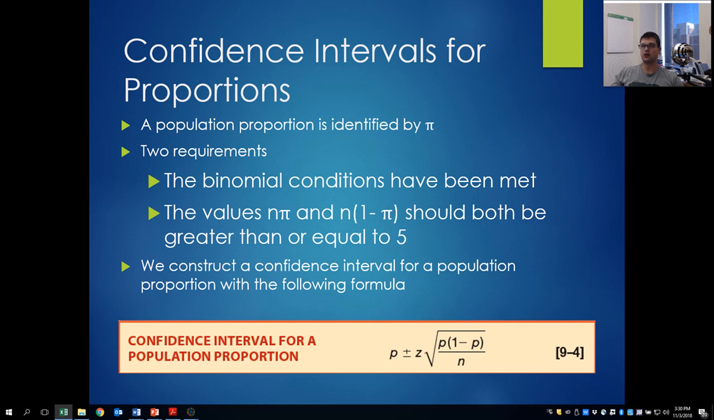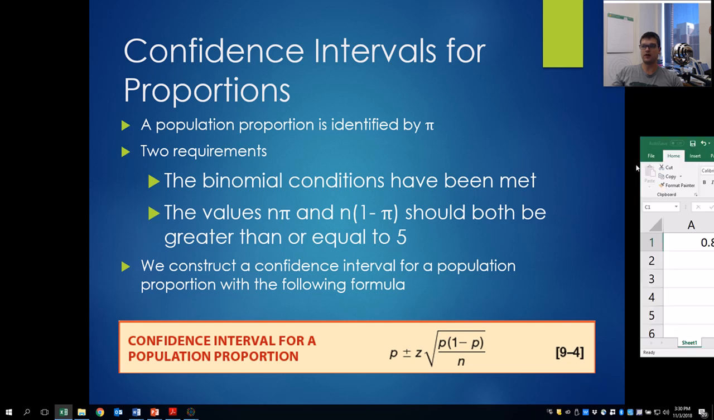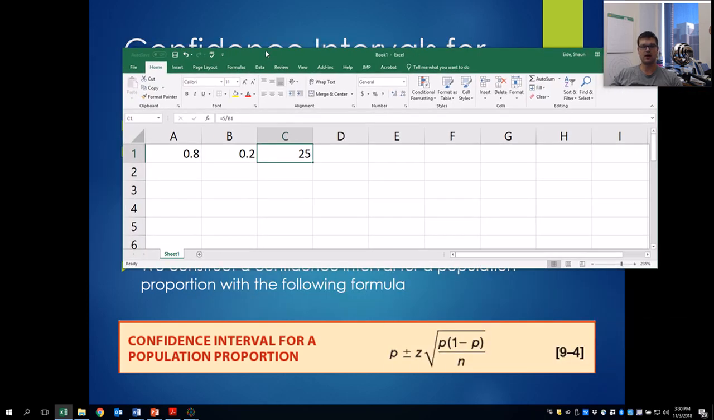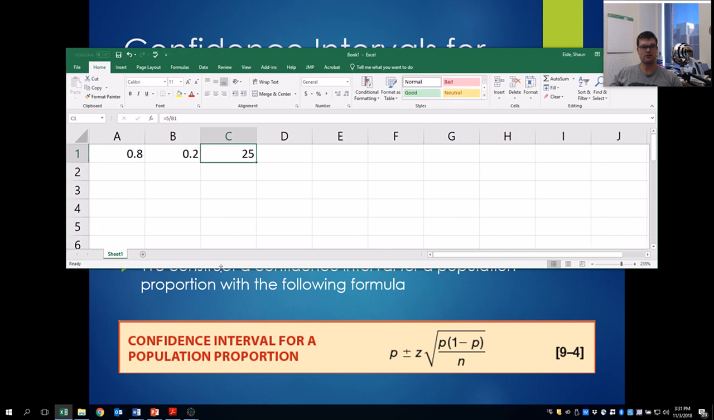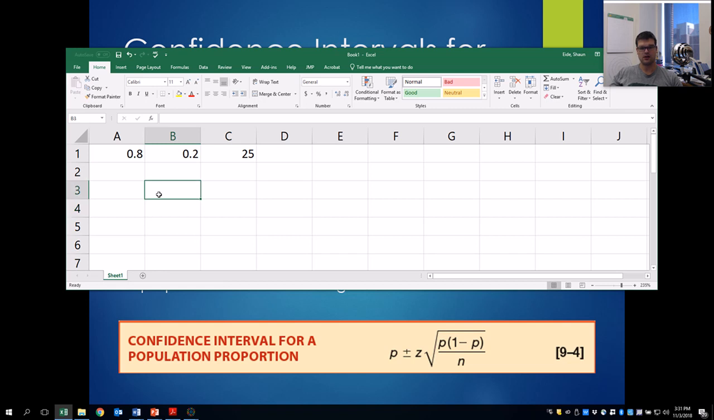Let's take a look at this based on the data from the previous slide. We've got P equals 0.8. Before we do that, let's just calculate the margin of error. Remember, the margin of error is z times the square root of this. So this is the margin of error for the confidence interval for a population proportion.